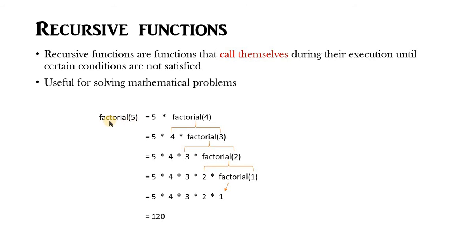Factorial of a number, say factorial of 5, can be computed as 5 into factorial of 4. Factorial of 4 in turn can be computed as 4 into factorial of 3. Factorial of 3 can be computed as 3 into factorial of 2. Factorial of 2 can be computed as 2 into factorial of 1. And factorial of 1 is nothing but 1.